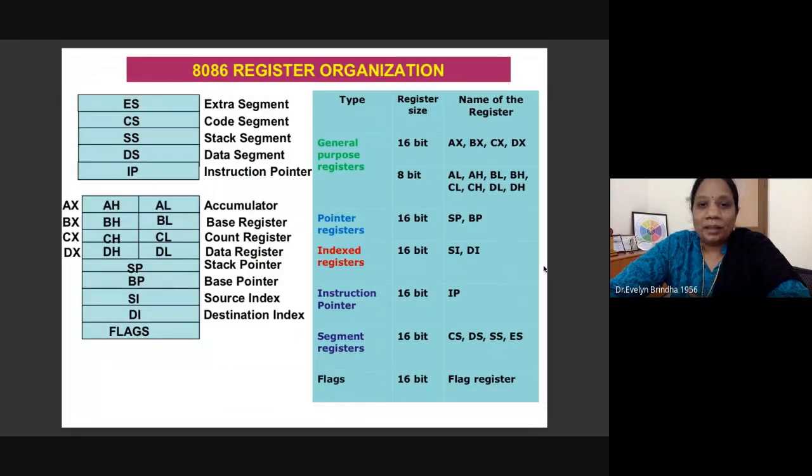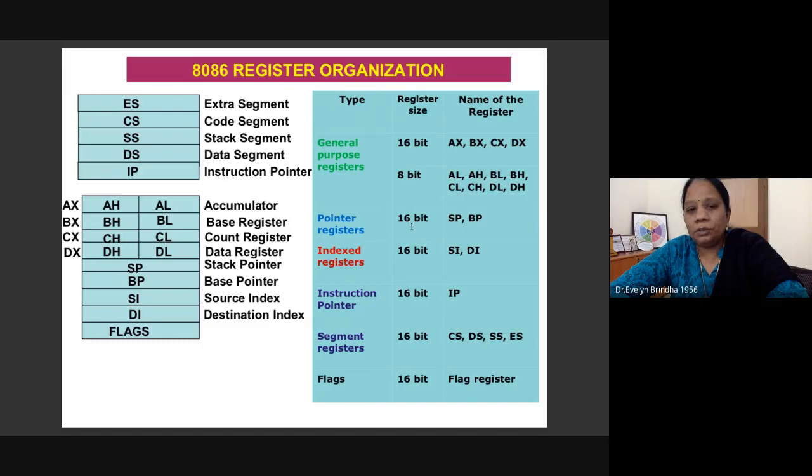Coming to the registers, these are the different types of registers available in 8086. The main register here is called the accumulator. This is a very, very important register, as we saw in 8085. In 8086 also, the accumulator plays a very major role. Most registers here are 16-bit.